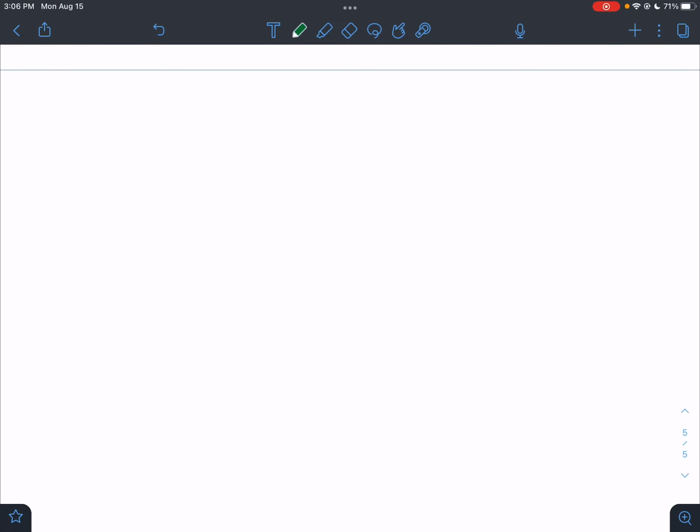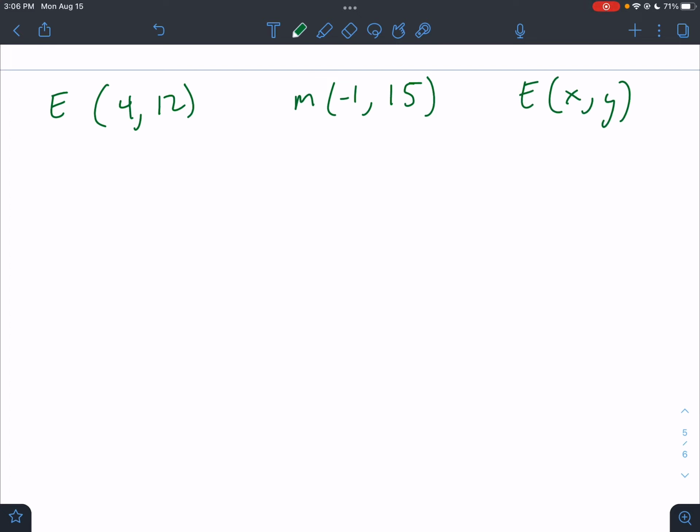So we're going to do another example here. Let's say we have an endpoint of 4, 12, a midpoint of -1, 15, and I want the other end. I'm going to call x, y. If you read the questions on the reviews and things like that, they won't put the x, y like that. I'm doing this because it helps me see it.